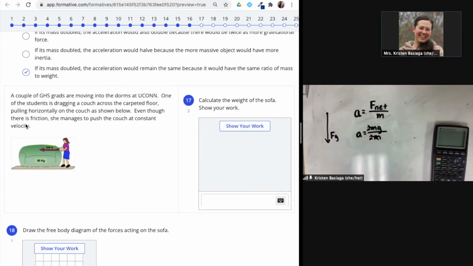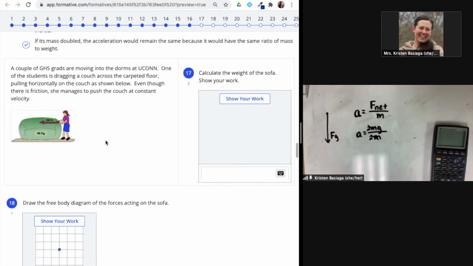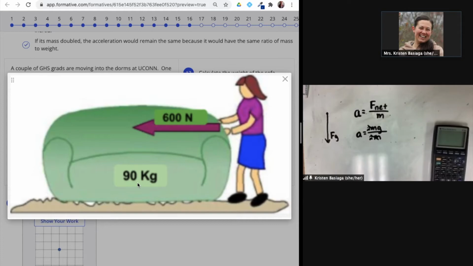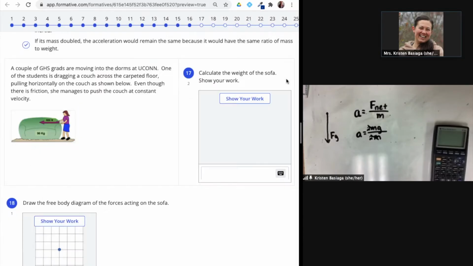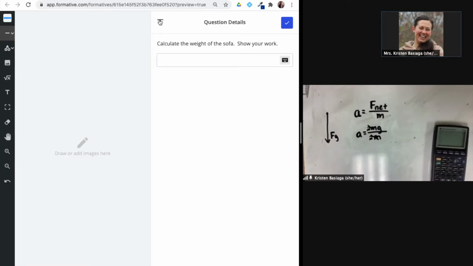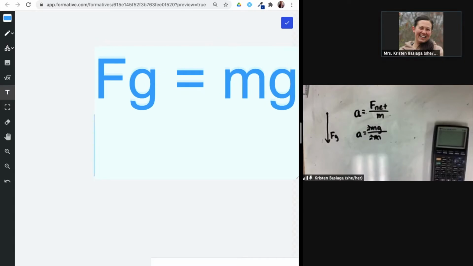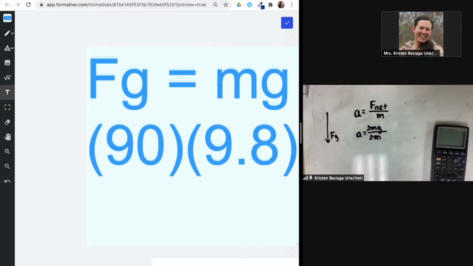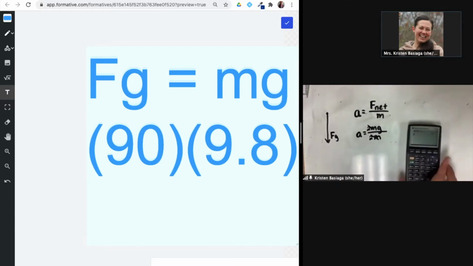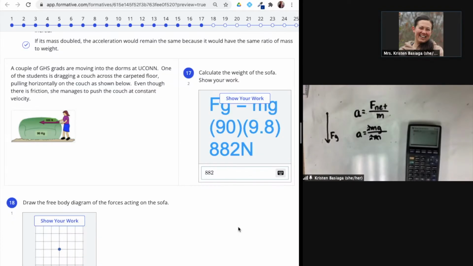Now, talking about weight, how do you in general calculate weight? Is by doing Fg equals mg. This is a 90 kilogram couch. The fact that she's pushing on it doesn't change its mass. Since weight only depends on mass, I could write Fg equals mg. That's 90 kilograms times 9.8, and that gives me 882 newtons. And that means you get 1 point for showing your work and 1 point for the answer.